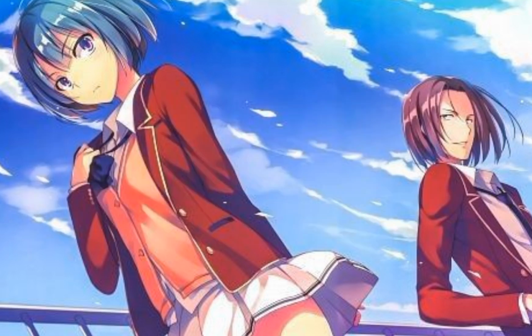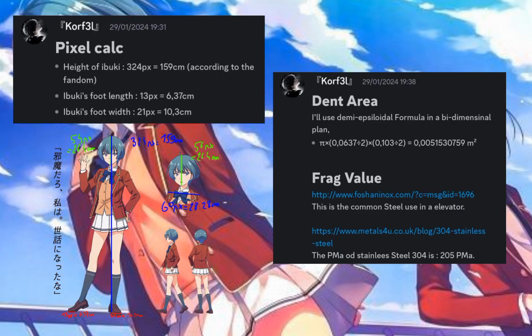This feat is often forgotten, as nobody really knows how to calculate it. In this feat, Ibuki kicks the elevator panel, so to know the size of the indentation, we need the size of the part of her foot that usually kicks. Once we've calculated that, all we need are the elevator materials and their resistance in MPa.